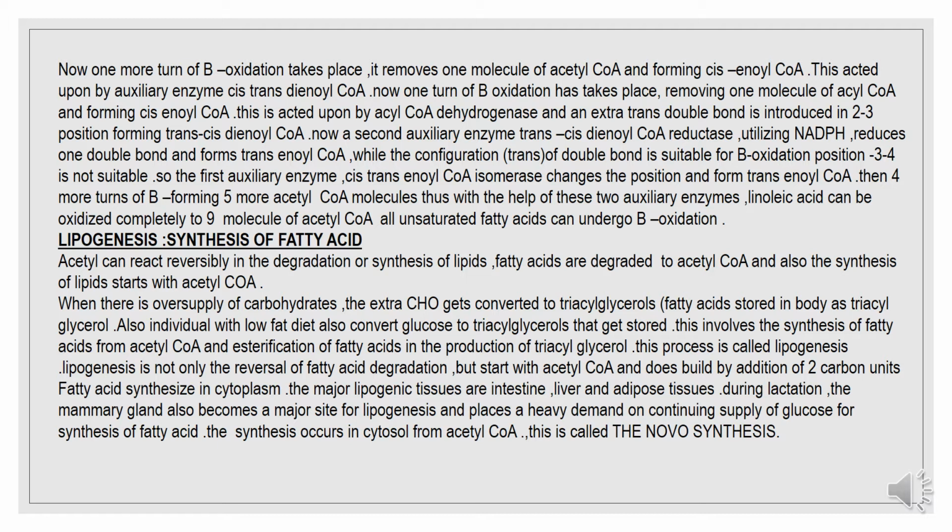Fatty acids are synthesized in the cytoplasm, and the major lipogenic tissues are the intestine, liver, and adipose tissue. During lactation, the mammary gland also becomes a major site of lipogenesis, and places a heavy demand on the continuing supply of glucose for the synthesis of fatty acids. The synthesis occurs in the cytosol from acetyl CoA. This is called de novo synthesis.